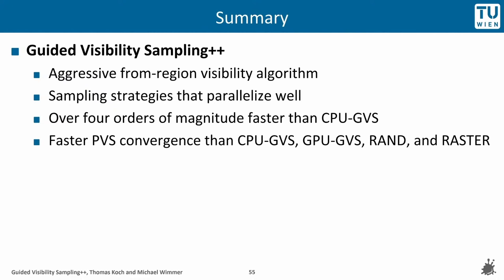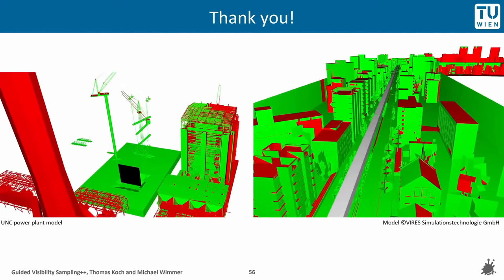To conclude, we have presented guided visibility sampling plus. It's an aggressive from-region visibility algorithm, and the sampling strategies parallelize well on the GPU. It's 4 orders of magnitude faster than GVS on the CPU, and it offers faster PVS convergence than all of the tested algorithms. Thank you for listening.